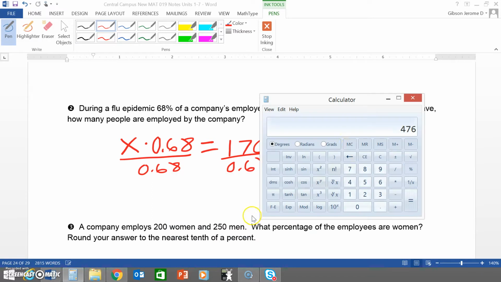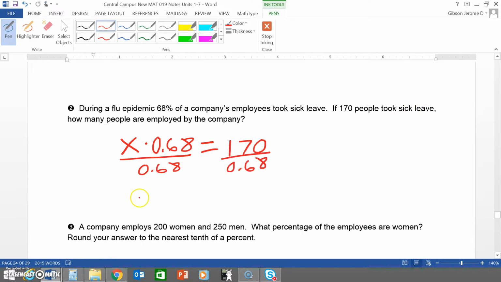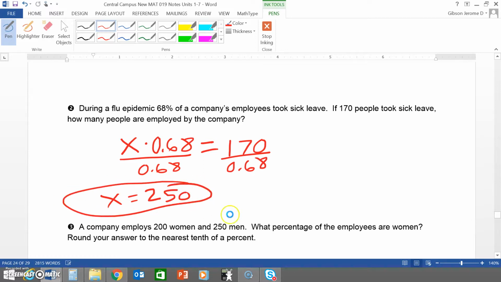We'll put that in the calculator. 170 divided by 0.68, and that gives us 250. So x is equal to 250. So out of 250 employees, 170 took sick leave.